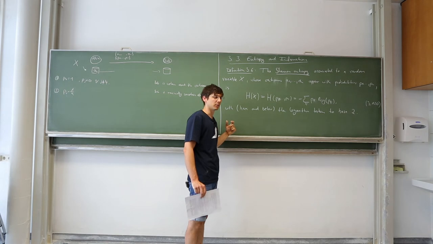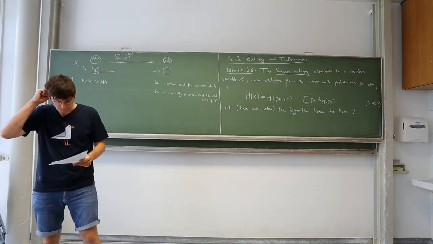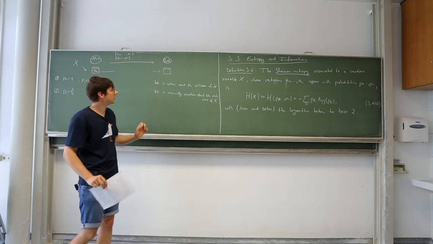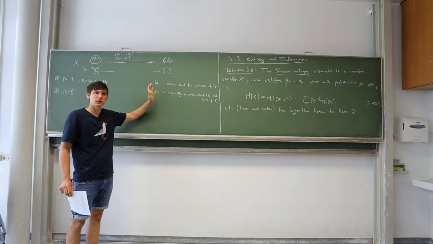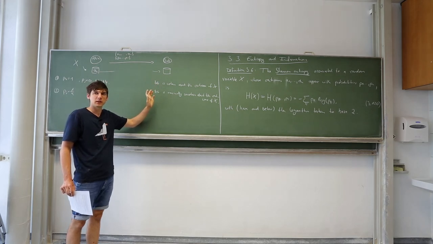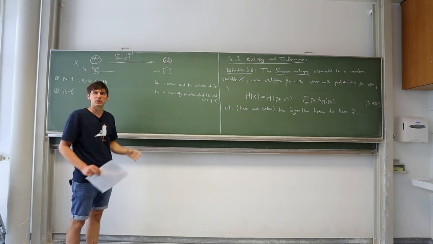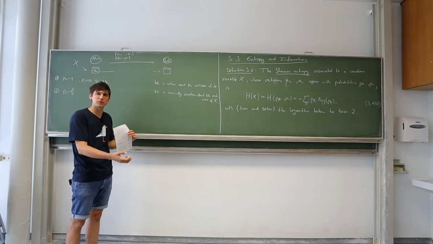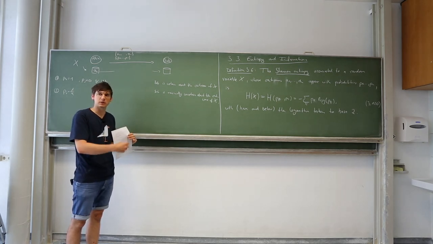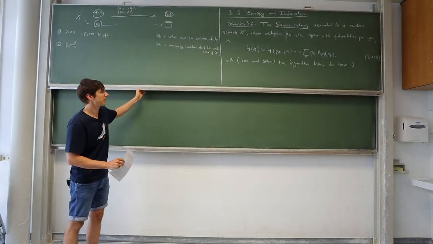Okay? Or in particular, what it does is it quantifies the uncertainty of Bob before he reads the message, or equivalently, it quantifies the information content of the message. So you can see those two things as being equivalent. So Bob's uncertainty before he reads the message is equal to the information content, right? And this is what the Shannon entropy quantifies. So let's write this down.